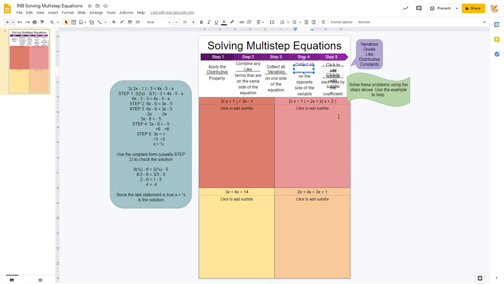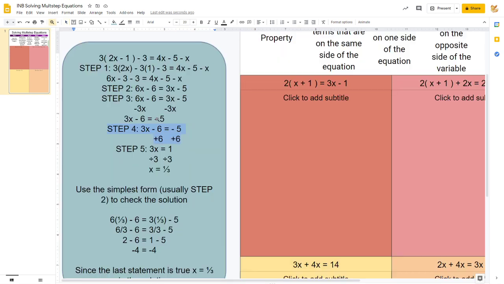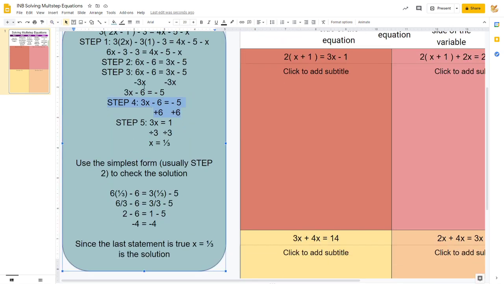Okay, now that we have variables on one side, not both sides, we need to have the constants, or the numbers without variables, on one side, which would be the opposite of where the variable is. So here in our example, step 4, we have 3x minus 6 equals negative 5. So what we're going to do is add 6 on both sides because the 6 is with the variable 3x. And the opposite of minus 6 is to add 6. So we add 6 to both sides and we end up with 1.